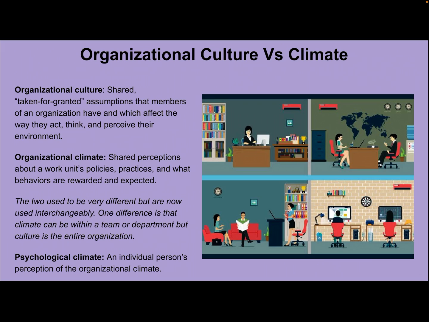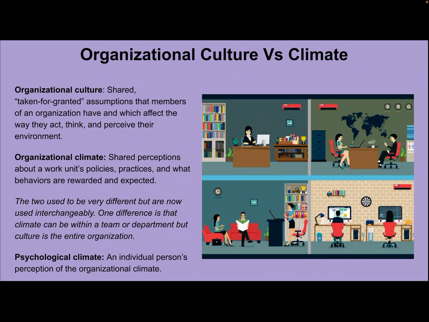Maybe everybody takes turns bringing snacks into the break room. Nobody even told you this. You just kind of picked up on this. Maybe everybody wipes their feet on the mat on rainy days so the floor doesn't get all wet. This is the organizational culture. Organizational climate is the shared perceptions about a work unit's policies, practices, and what behaviors are rewarded and expected. So again, sort of what everybody thinks about their workplace, the shared perceptions about how things work.